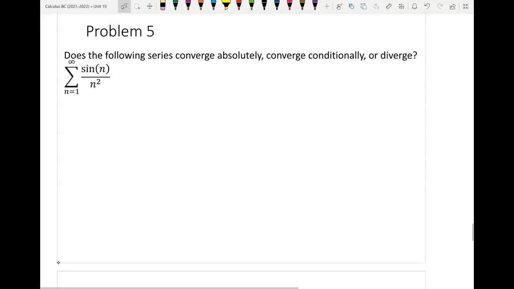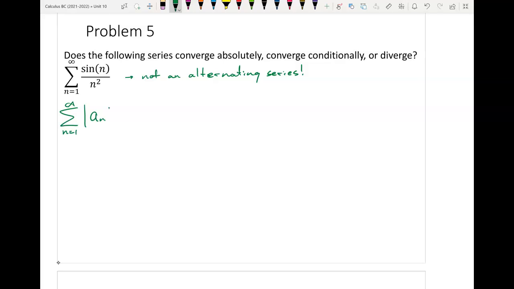And so we want to go ahead and consider, so this is not an alternating series. So we want to make sure we pay attention to that. So we can't use the alternating series test. But what we can do is go ahead and maybe look at, well, what happens at the absolute value of that series that we have. So we're going to go ahead and look at that.